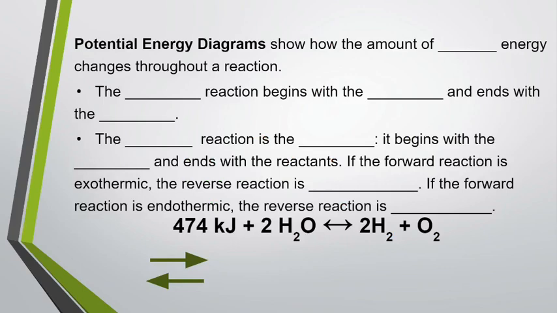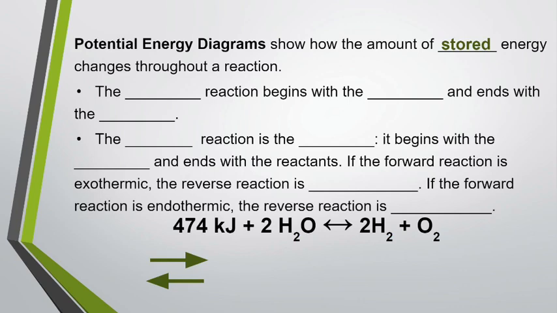So these potential energy diagrams show the amount of stored energy and how that changes throughout the reaction. And that's important to remember because this stored energy isn't necessarily going to be able to be felt as heat. This is how much energy is stored in the chemical bonds of our chemicals. And we're going to talk about two different perspectives on these reactions.